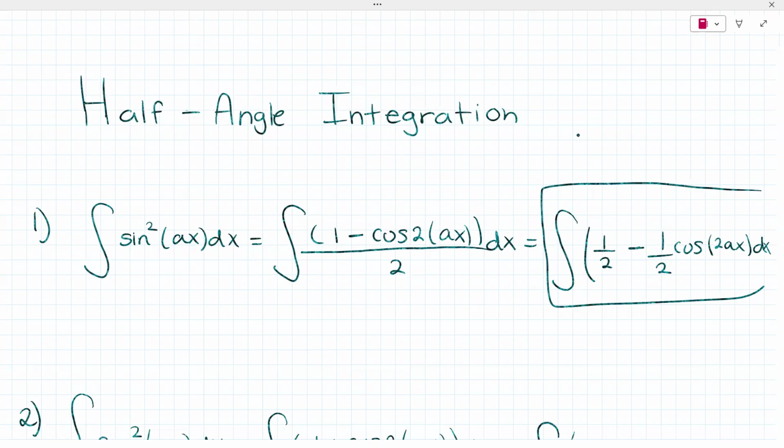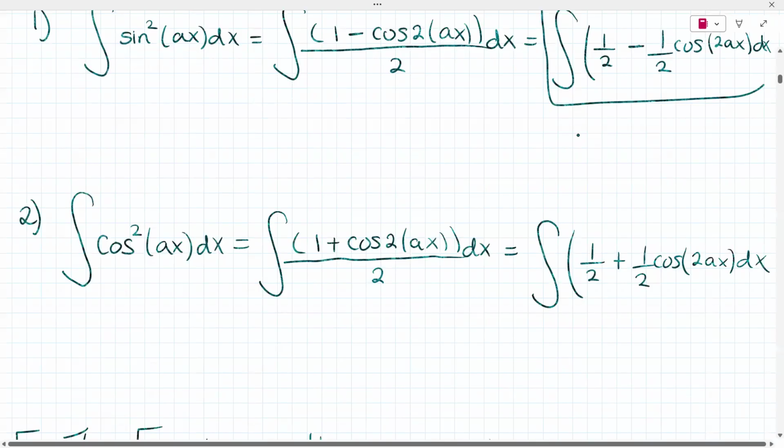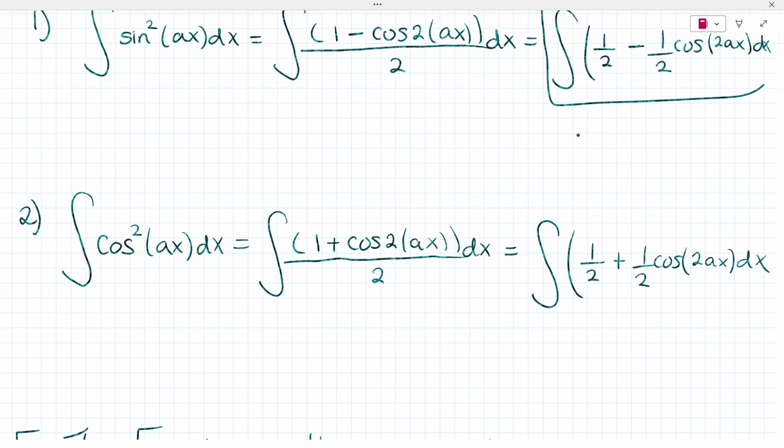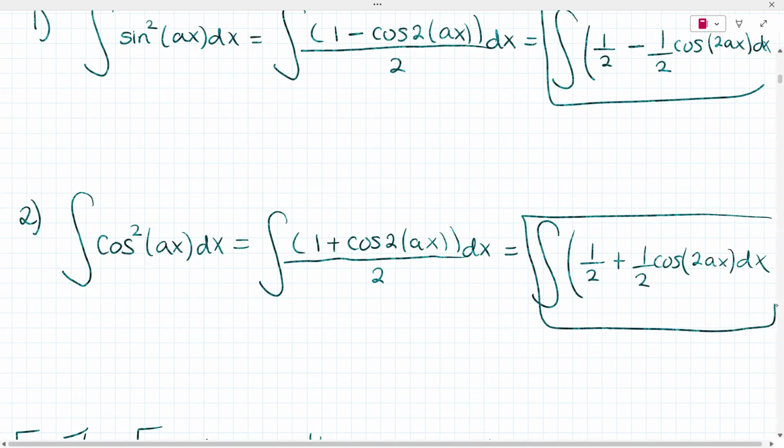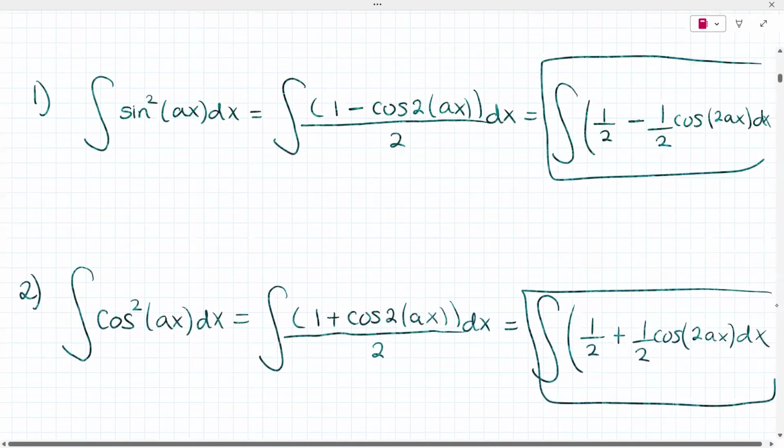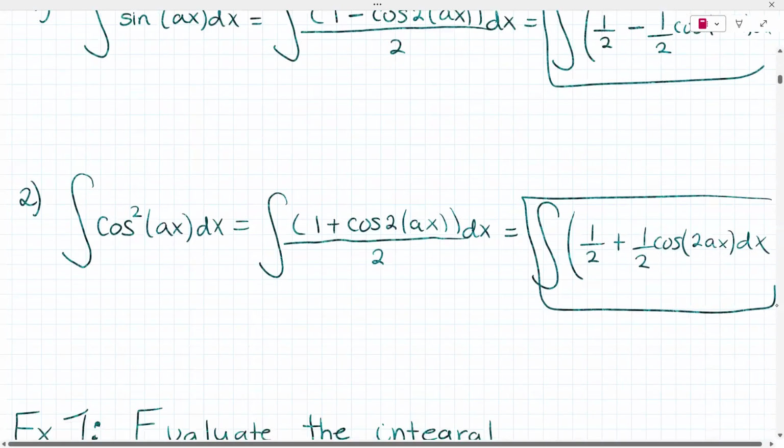The integral of 1/2 minus 1/2 cosine of 2ax, dx. If your problem looks like the integral of cosine squared of ax dx, your final answer shall look like this: the integral of 1/2 plus 1/2 cosine of 2ax, dx. Go ahead and write that down. I'll write it again later in this lecture.